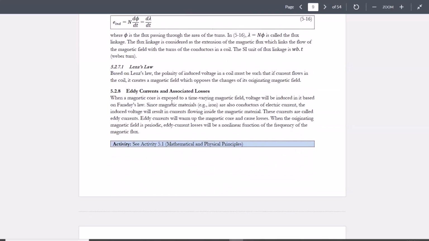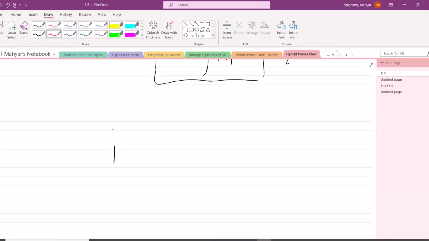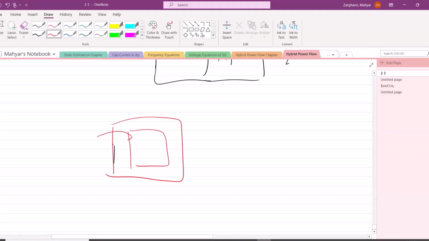When a magnetic core is exposed to a time-varying field, voltage would be induced in it based on Faraday's law. We talked about a coil and a time-varying magnetic field, and said that the time-varying magnetic field will induce a voltage in this coil. Now, instead of the coil, let's consider the magnetic material itself. Here is my magnetic core. This is my coil. Let's say there is a time-varying magnetic field. That will result in some voltage here, right?